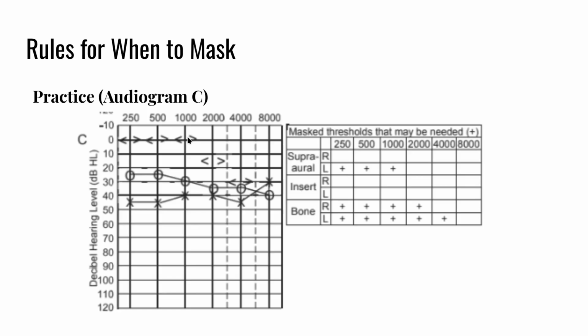So those three frequencies we have to mask for supraorals, circumorals, and shallowly inserted inserts for the left ear. Now for bone conduction, we have to mask for most test frequencies. It's really easier to point out where we don't have to mask. We don't have to mask at 4000 hertz for the right ear. That's the only place we don't have to mask for bone conduction. For every other bone conduction test frequency for each ear, we have to mask.